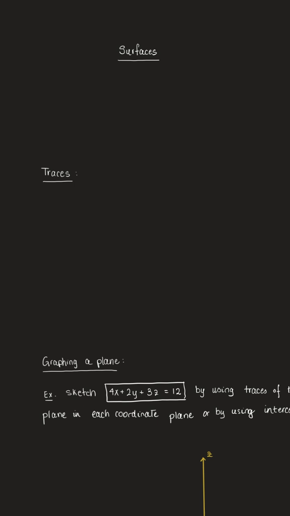So surfaces in space are graphs of equations in 3 variables. Let me write this down. That might have an equation that looks like f of x, y, z is equal to 0. And these result in a surface in space.